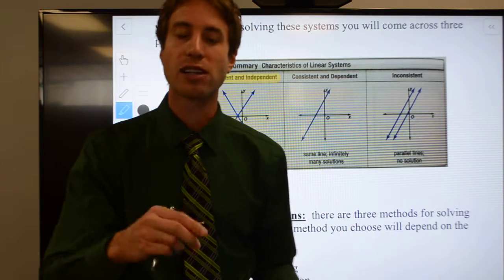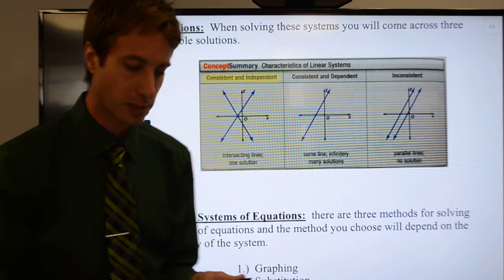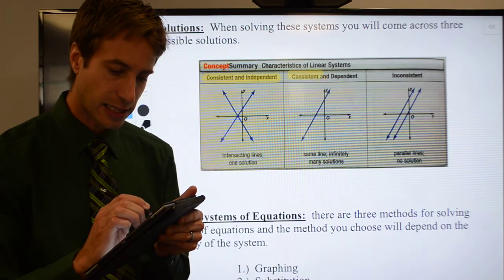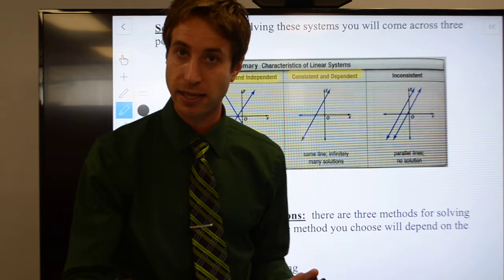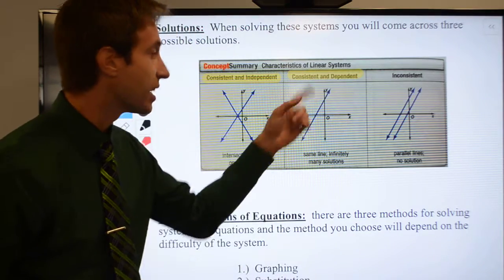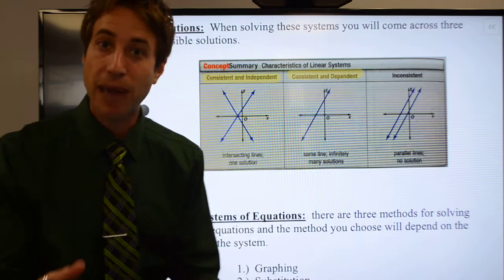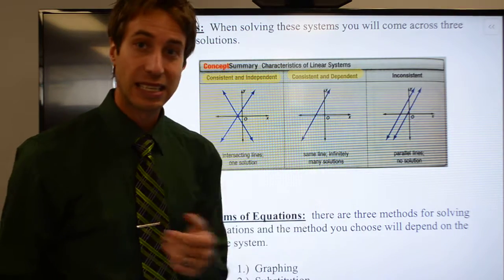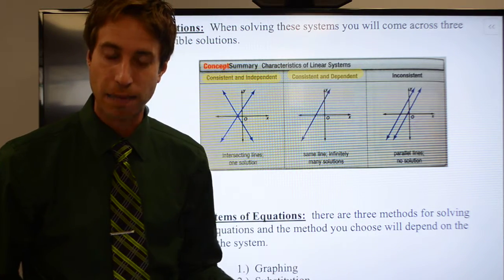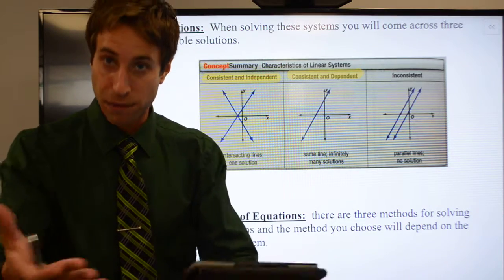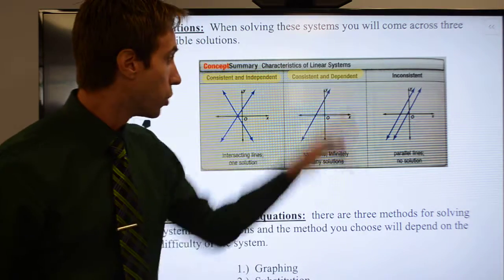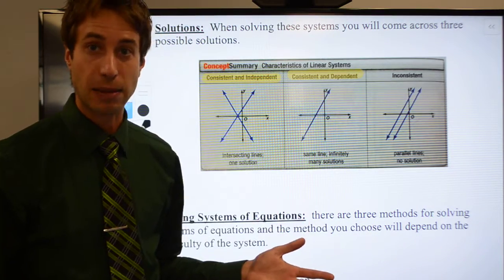The second possible solution to get for systems of equations is the consistent and dependent. Well, the consistent, again, still means that there's a solution. The dependent part means both equations are the same line. When you graph them, if you were to graph them, you would get the exact same line.